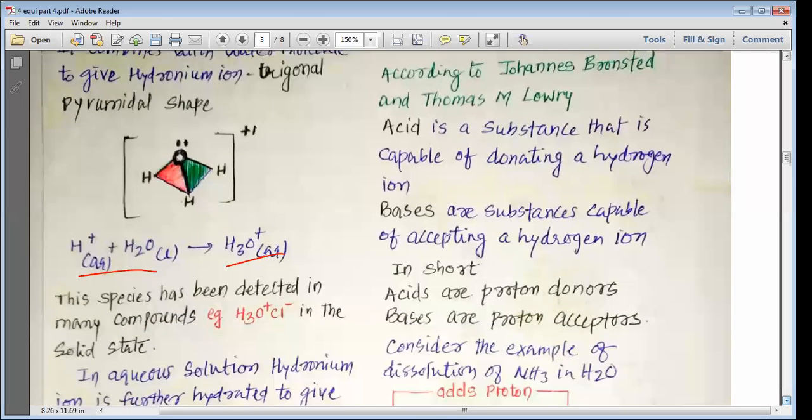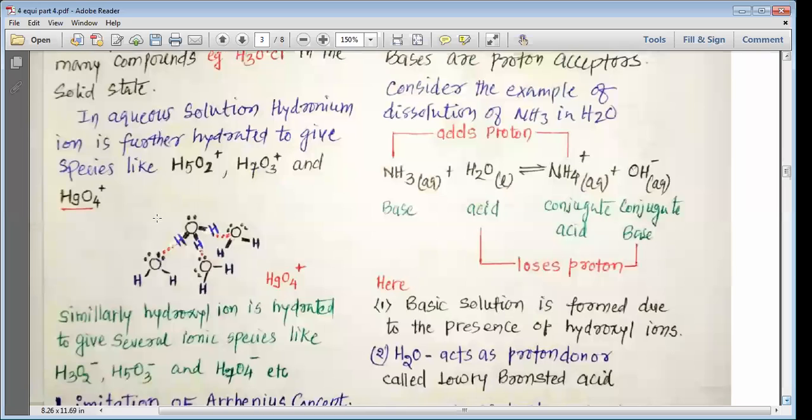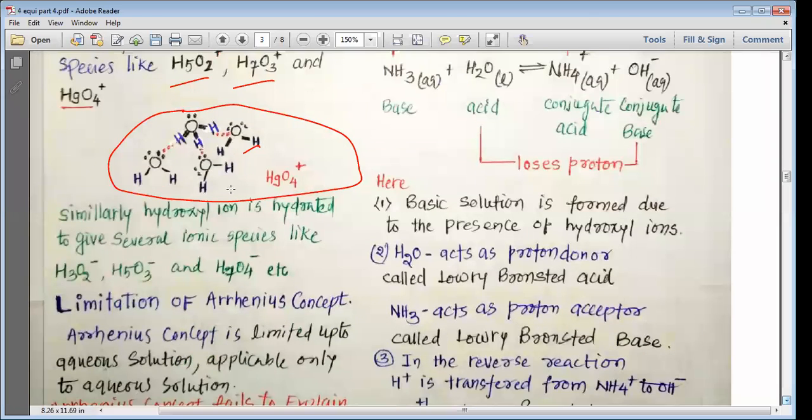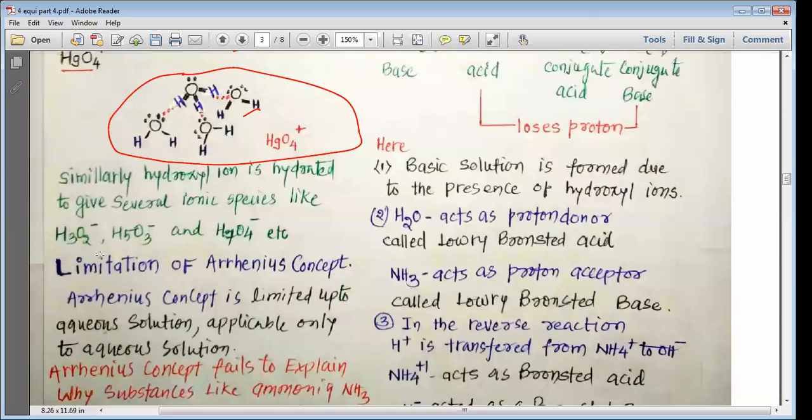This hydronium ion can also make hydrogen bonds with water molecules, and thus it can form H5O2 plus, H7O3 plus, or H9O4 plus, and this is how we understand the formation of the various ions in the water. In the same way, the OH minus ions which are produced also form hydrogen bonds with the water molecules and produce H3O2 minus ion, H5O3 minus ion, and H7O4 minus ions.